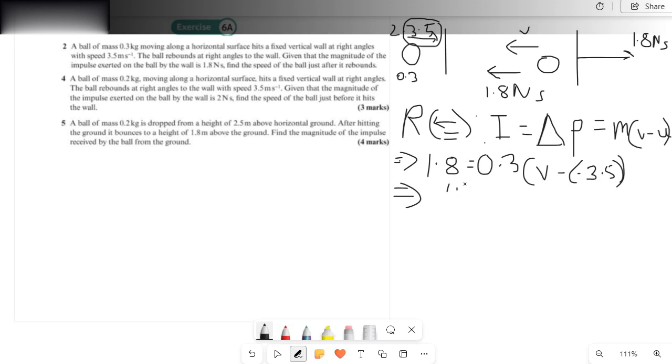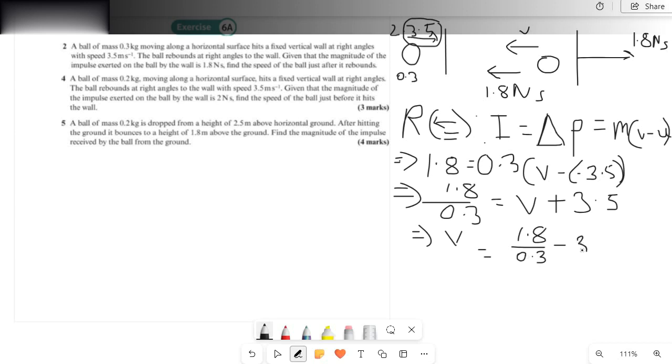So simplifying, we can get 1.8 divided by 0.3 is equal to v plus 3.5, and therefore the final velocity is equal to 1.8 divided by 0.3 minus 3.5, and the answer is 2.5 meters per second. And this is our answer.